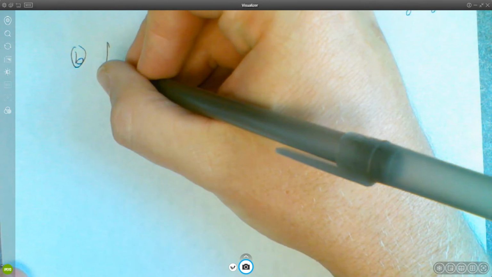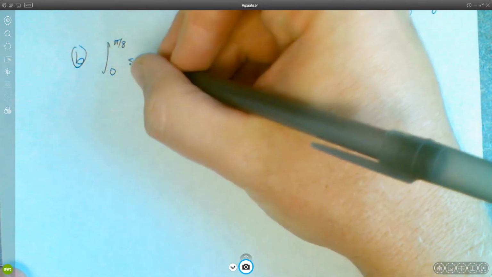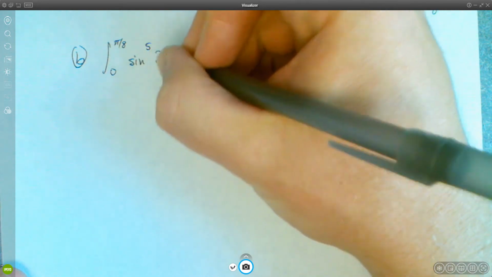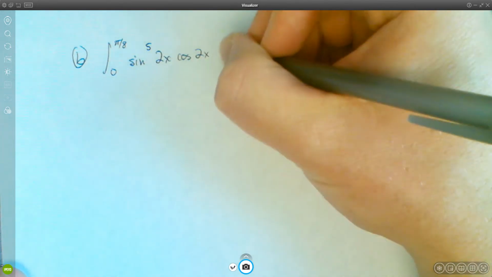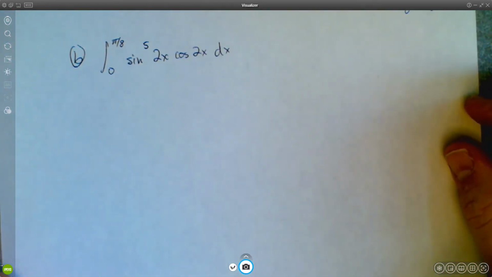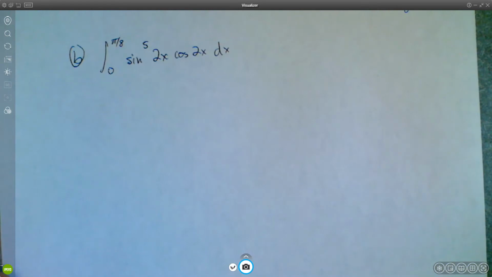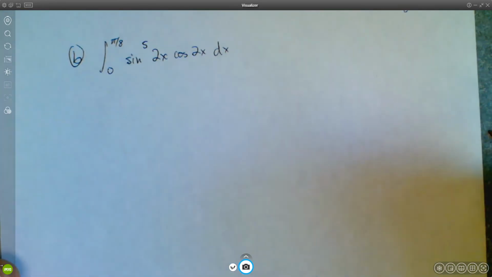So let's do the integral from 0 to pi over 8 of sine to the 5th 2x times cosine of 2x dx. So in either case, I'm going to want to do a u substitution. And so I should think about what I want to substitute.